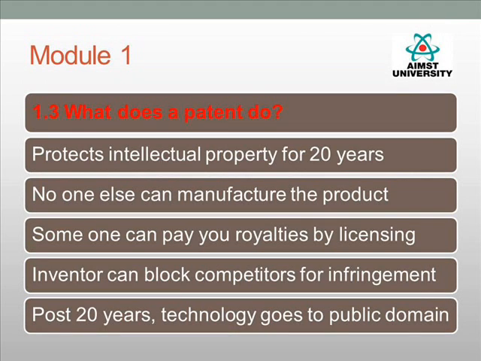What does a patent do? A patent protects intellectual property, lasts for 20 years from filing of the patent application, is functional only after issue, and only in the country where issued. Patents are costly and difficult to obtain. No one else can manufacture the product.